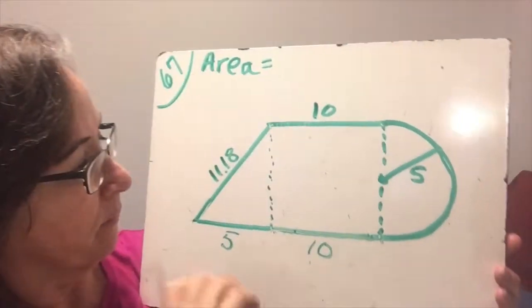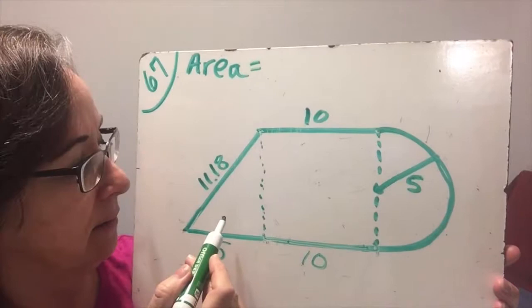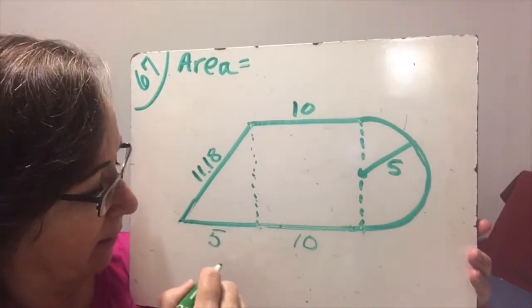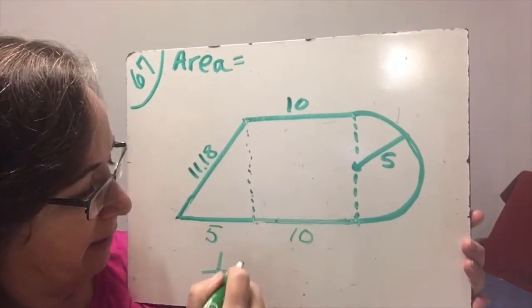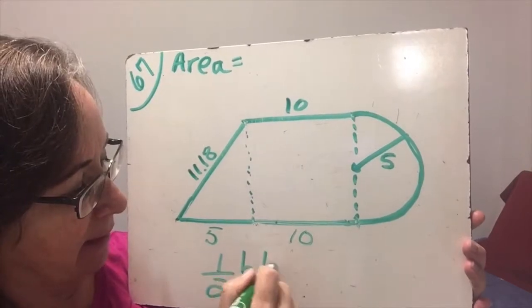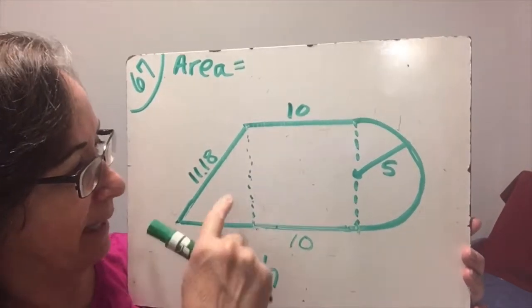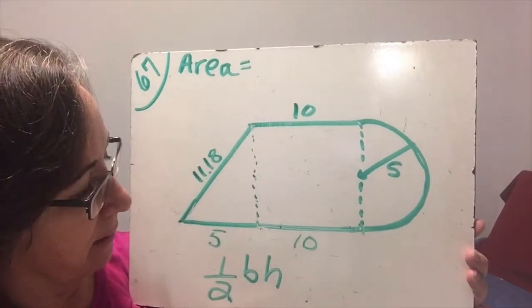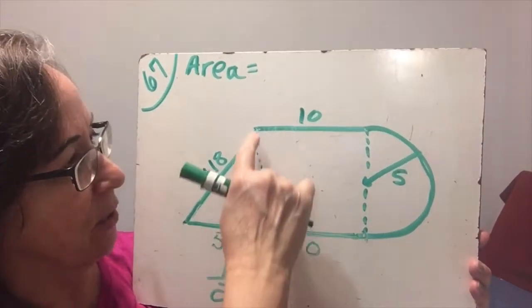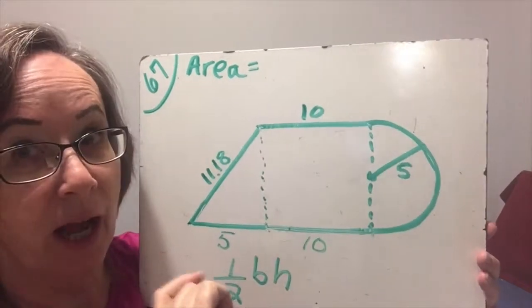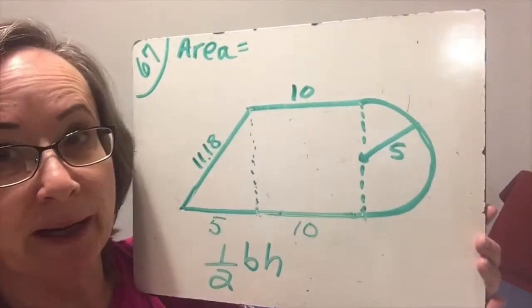So now we have a triangle. And remember, the area of a triangle is 1/2 base times height. Okay, base times height divided by 2 is the area of a triangle. So we don't have the height right here, but do we have a way to find it?